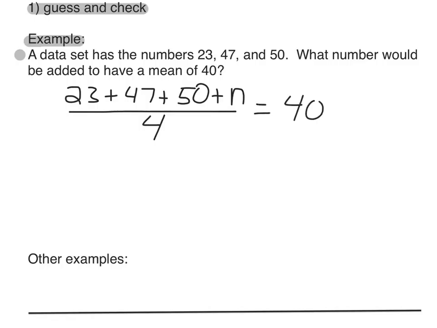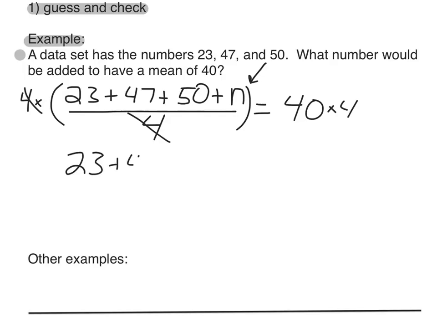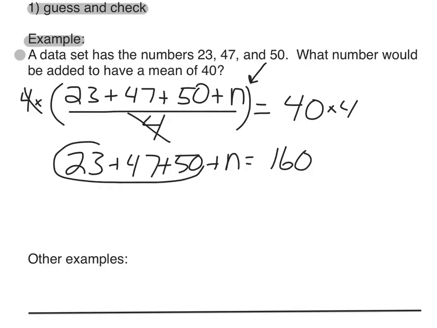Now we could solve for the variable. We would multiply both sides of the equation by 4, and that would get rid of the denominator of 4. So our new equation would be 23 plus 47 plus 50 plus n equals 160. In other words, the total of the scores has to be 160 so that when you divide by 4 you get 40.